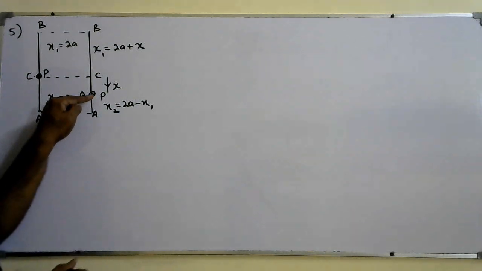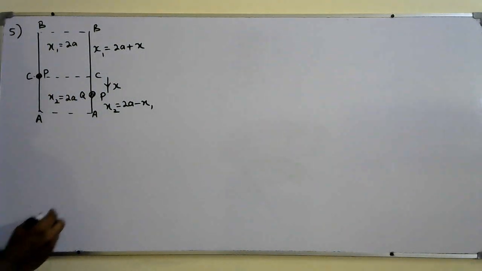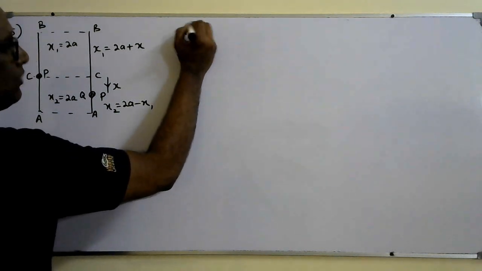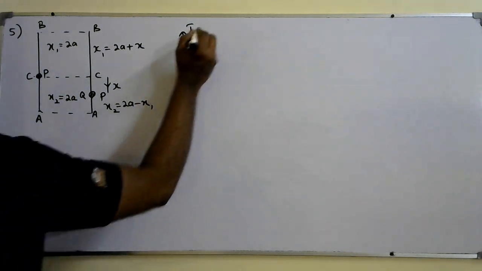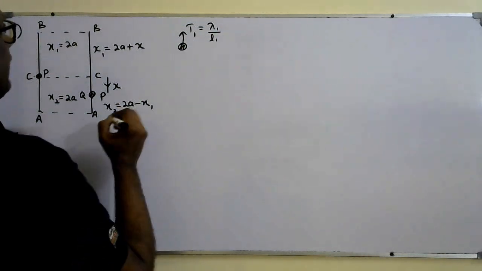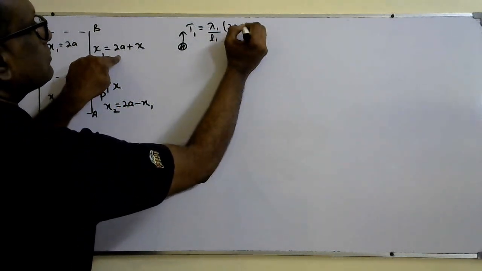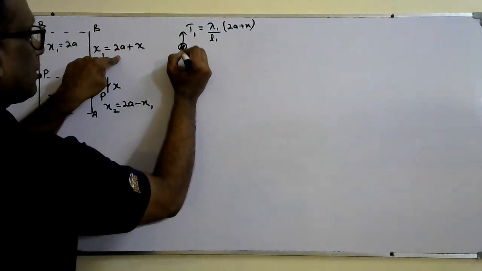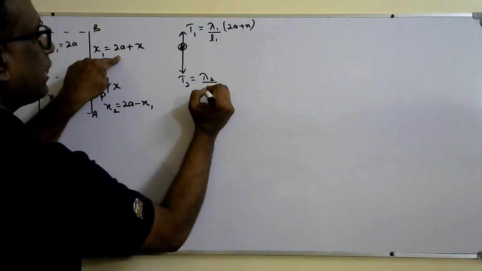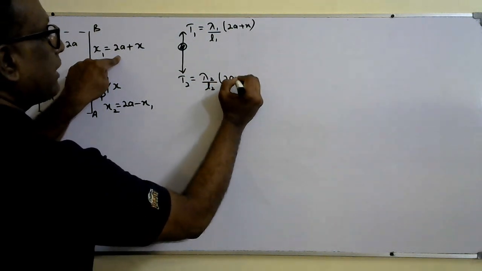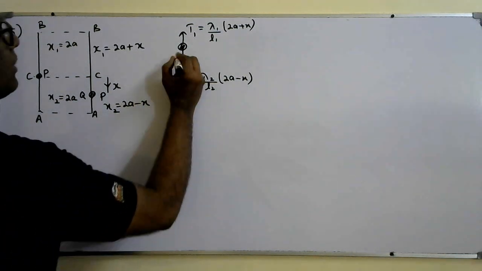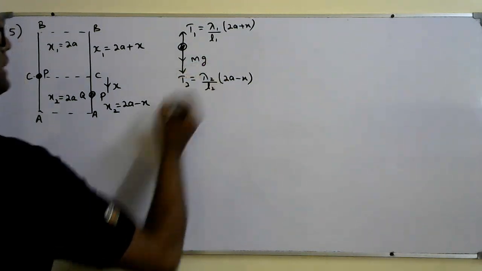So when we consider the resultant force acting on P, we will think about the forces acting on P. If I draw P, there will be tension T1, in the upward direction, that is lambda 1 over L1 into 2a plus x. This is T2, that is equal to lambda 2 over L2 into 2a minus x. Then also there will be the weight mg.